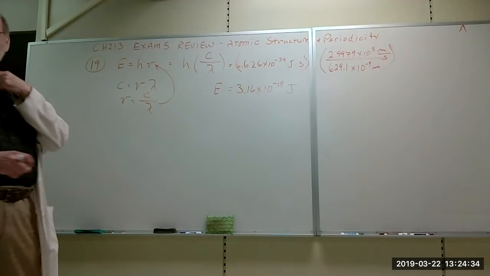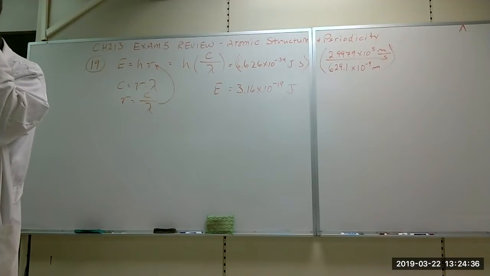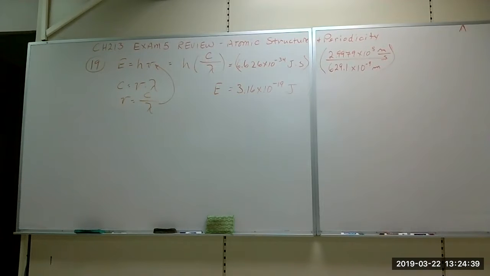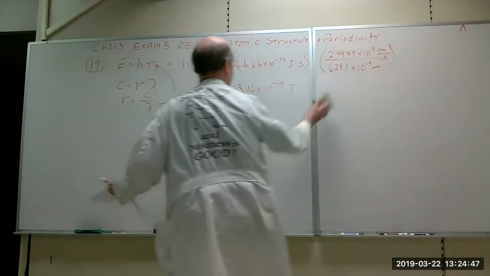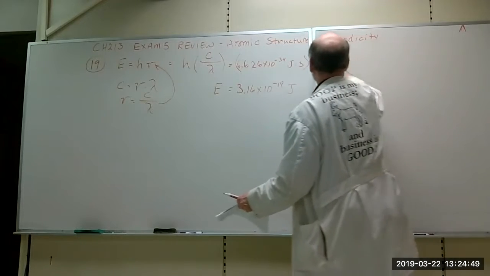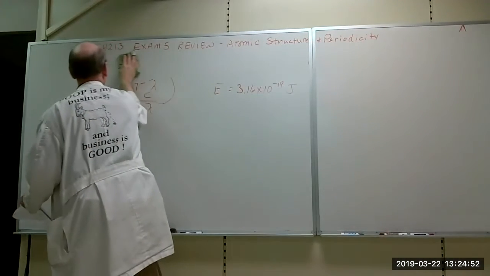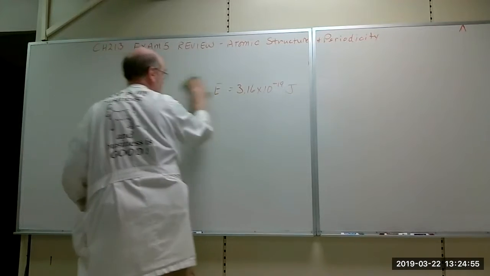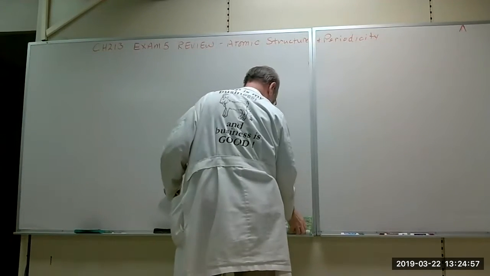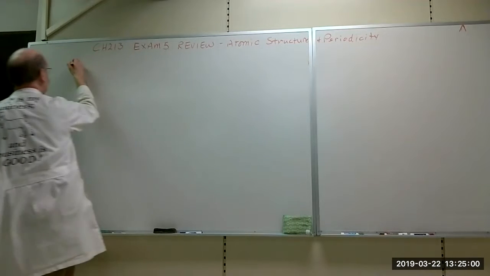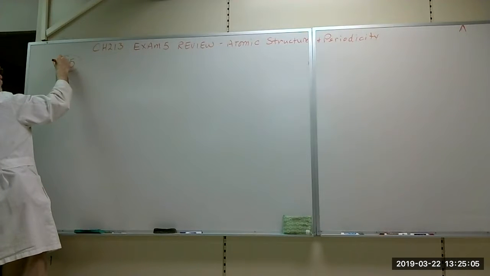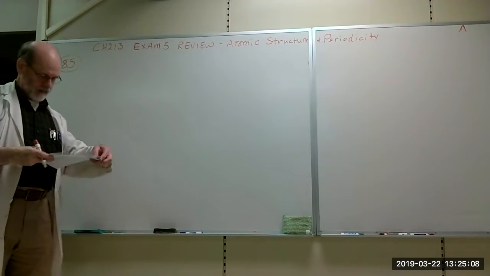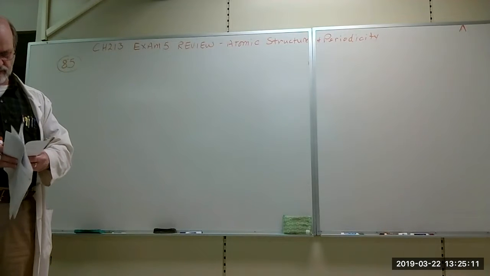So really, that was just a bunch of stuff we had. And then you started to correct that. You have another one? 85. Okay. Let's erase this one. Five. Eighty-five. Let me see what the problem says.